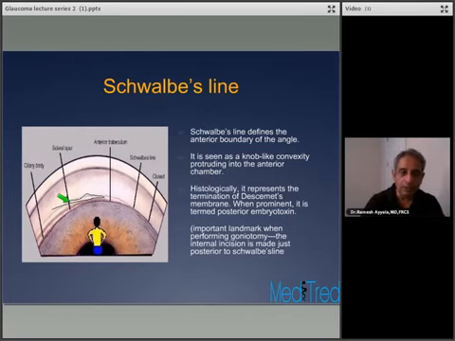And also this Schwalbe's line is an important landmark when performing goniotomy. The internal incision is made just posterior to the Schwalbe's line. Here is the Schwalbe's line, and the incision is made somewhere in this area. So the Barton's membrane, when you do goniotomy, falls open, exposing the underlying trabecular meshwork tissues.